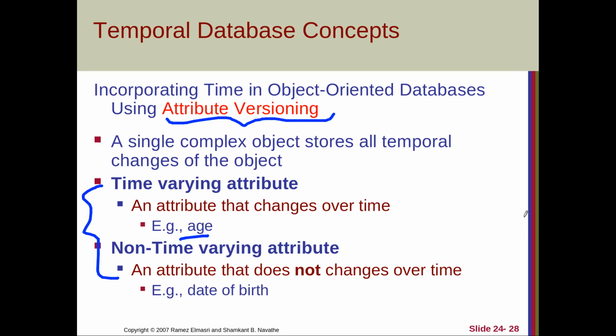So every day age will be varying. So we should have different versions of the age attribute. Non-time varying attribute means there won't be any change. So date of birth will always remain the same. It does not change over time. So there are 2 types of attributes, one with time varying and second one with non-time varying attribute. So that is all about it.